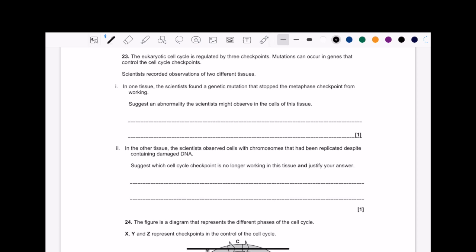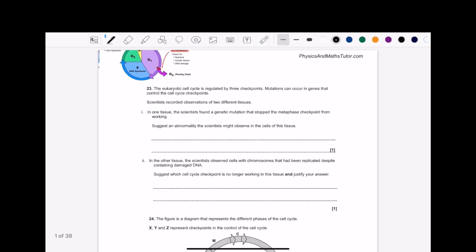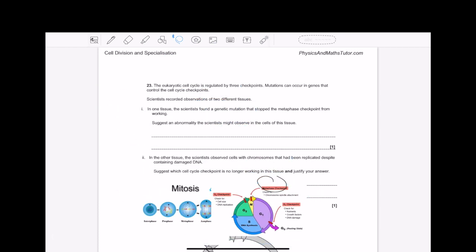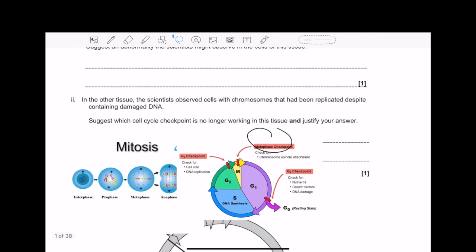Again, I don't know what is happening, so I'll read the information. In the other tissue, the scientists observed cells with chromosomes that had been replicated despite containing damaged DNA. Now, let's go back to the question. It said, which checkpoint doesn't work? Well, what controls replication, essentially? So if I actually bring this back... Oh, that's perfect, great. So, what controls replication?